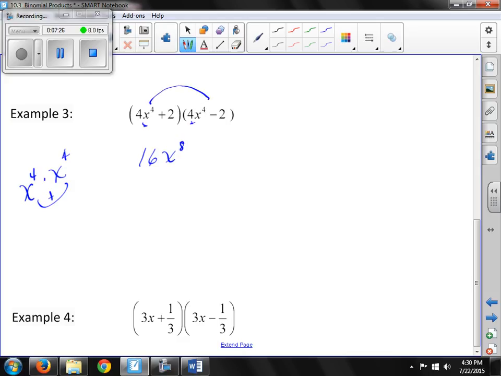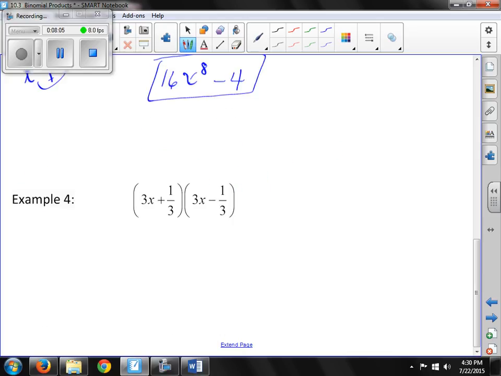The outside would give me 4x to the fourth times negative 2 would give me negative 8x to the fourth. The inside, 2 times 4x to the fourth, would give me positive 8x to the fourth. And the last terms, positive 2 times negative 2, would give me negative 4. So I have 16x to the 8th, the negative 8x to the fourth, and the positive 8x to the fourth add up to 0. So I'll have 16x to the 8th minus 4.